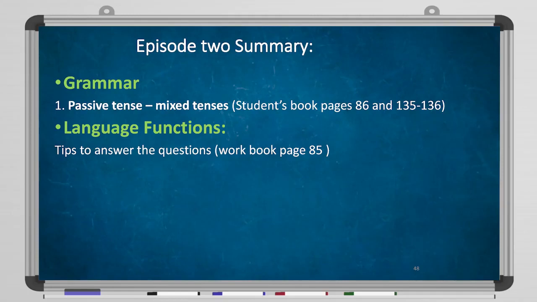So, in this episode, we learned grammar and language function. In the grammar, we learned about the passive tense. I gave you some tips and techniques to answer any passive question and even use it in your daily life. And in the functions, I gave you tips to answer the perfect answer for language functions.